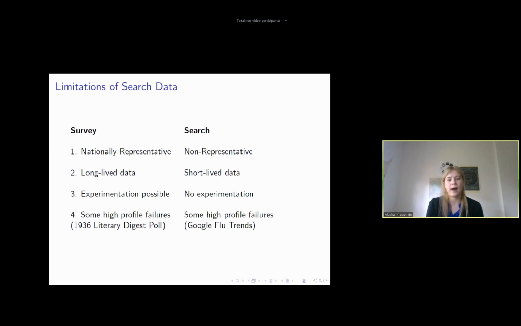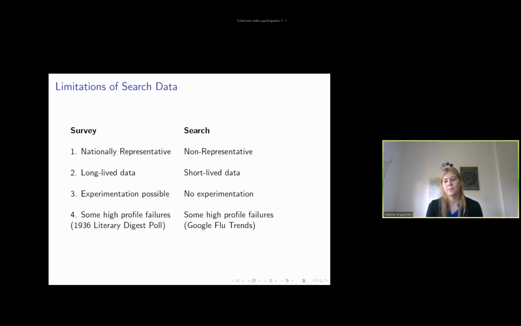And then finally, I think this is a limitation of both. There have been some high-profile failures for both survey data and search data. So in 1936, the Literary Digest poll, a magazine that had predicted a bunch of previous presidential elections correctly, predicted that FDR was going to lose by a landslide. And obviously, FDR did not lose by a landslide in 1936. So that was a very high-profile failure of survey methodology at the time.